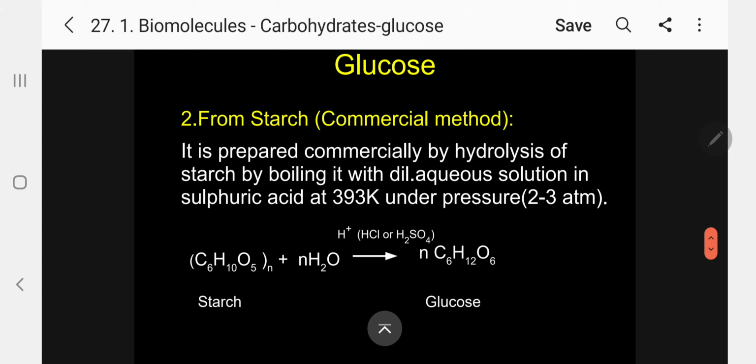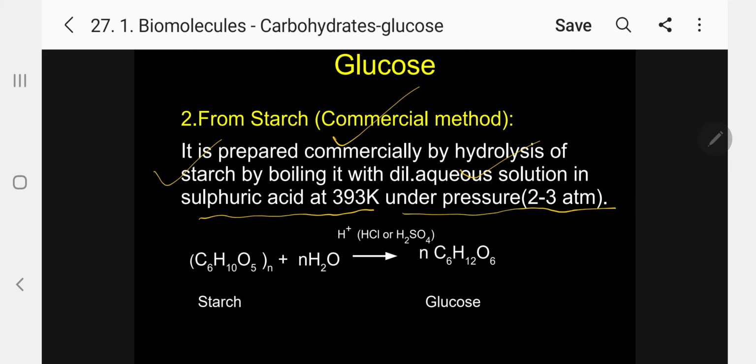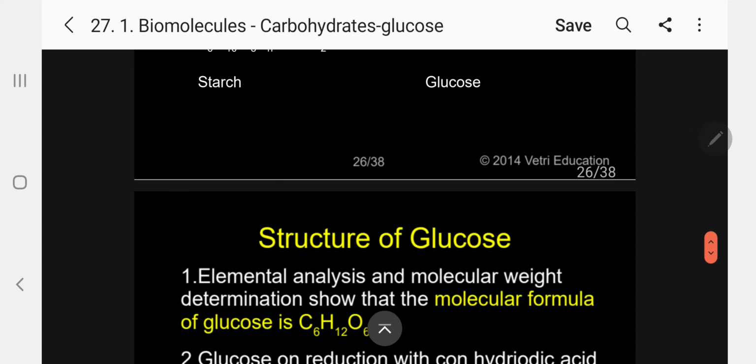Now come to the industrial method, the commercial method. It is prepared commercially by hydrolysis of starch by boiling it with dilute aqueous sulfuric acid at 393 Kelvin under pressure of 2 to 3 atmospheres. We get monosaccharide. That means starch is a polysaccharide, C6H10O5 n times. Then we add n molecules of water, which undergo hydrolysis to produce n molecules of glucose. Please follow. This is the most important for commercial.